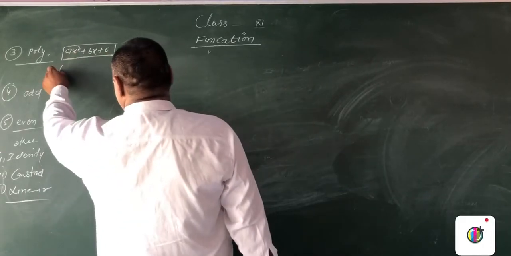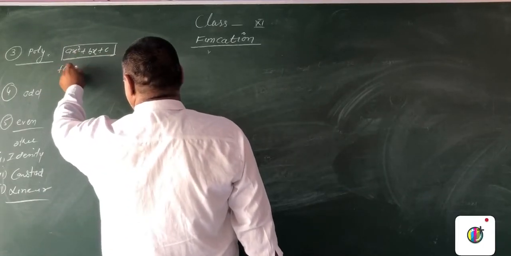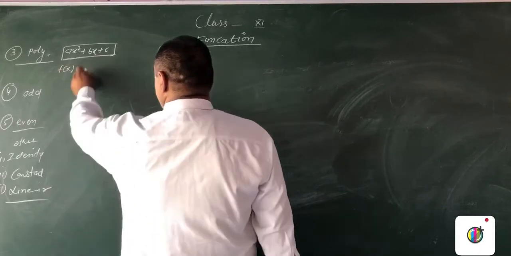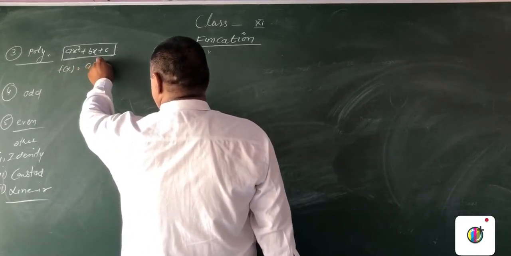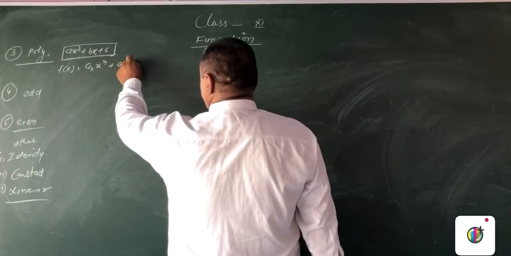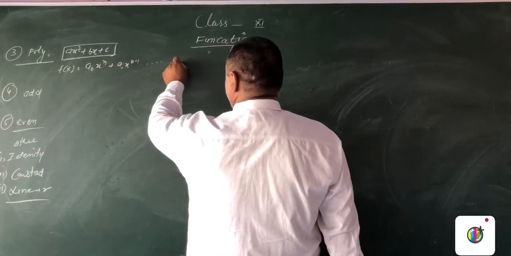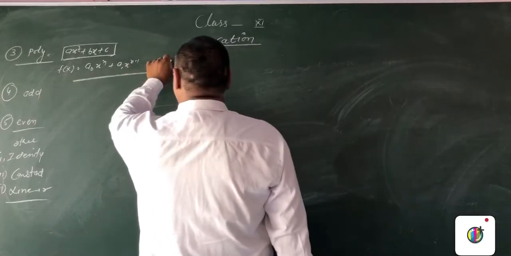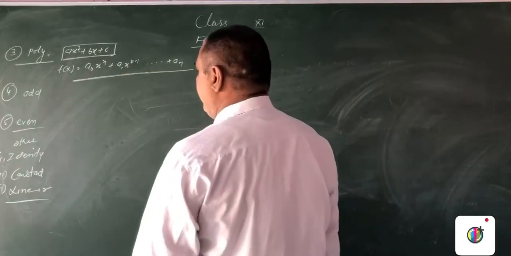Now the polynomial function is represented as f(x) equals a0 x^n plus a1 x^(n minus 1) and so on, up to the last term an. This is called the polynomial function.